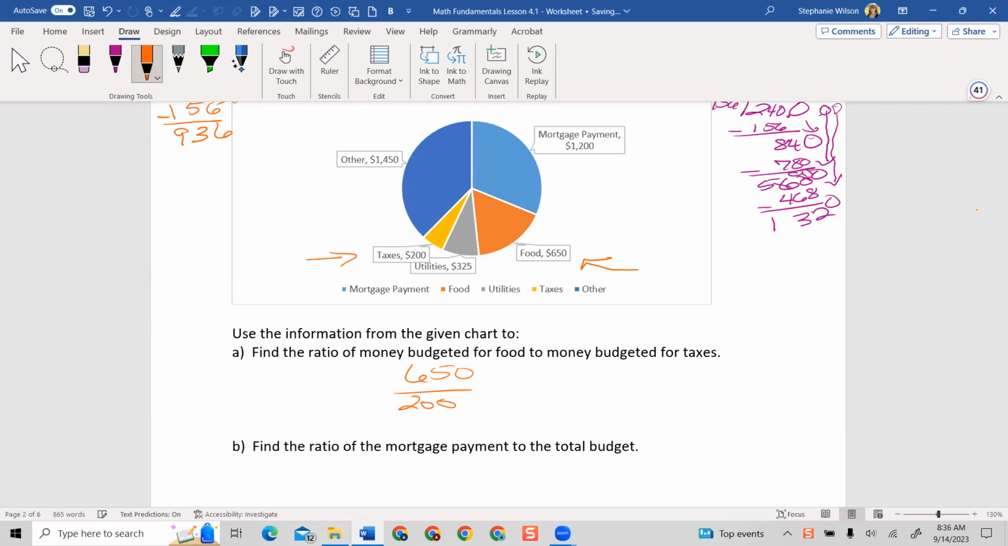And you would reduce this, right? I see that 50 will go into both of them. So I'm going to reduce it by 50. Now there's 2 50s in 100, right?